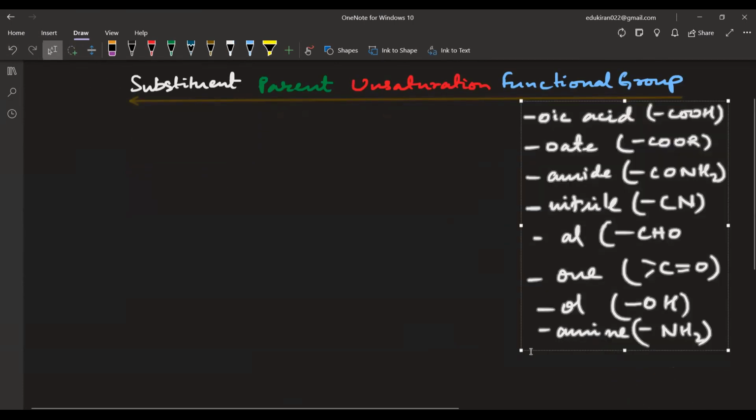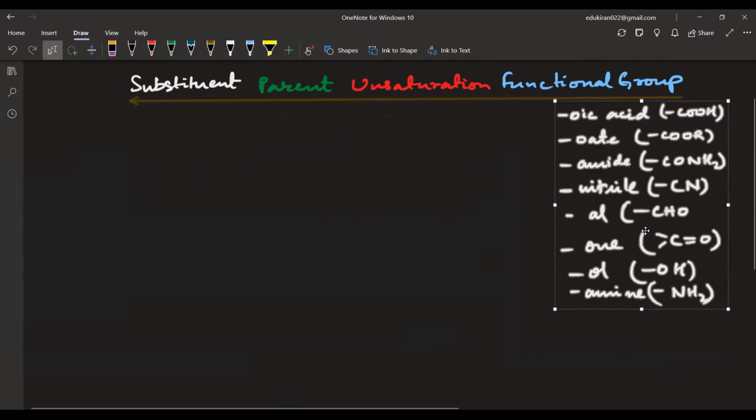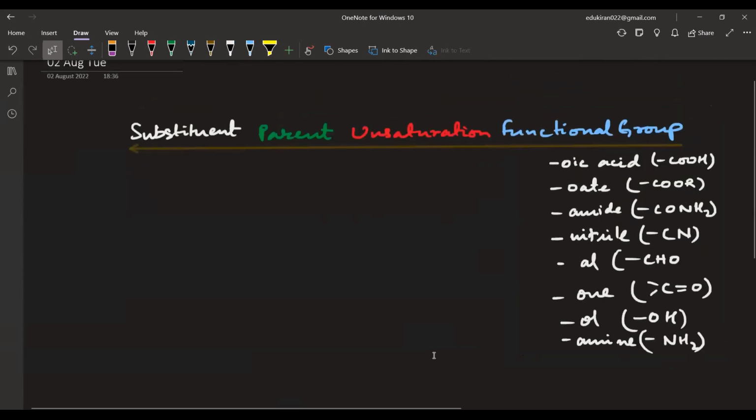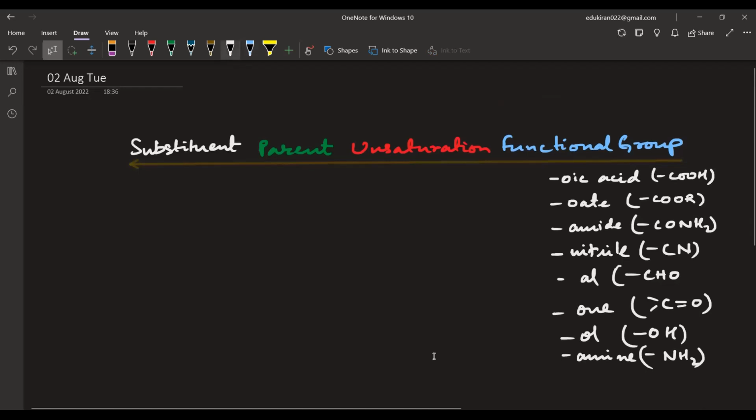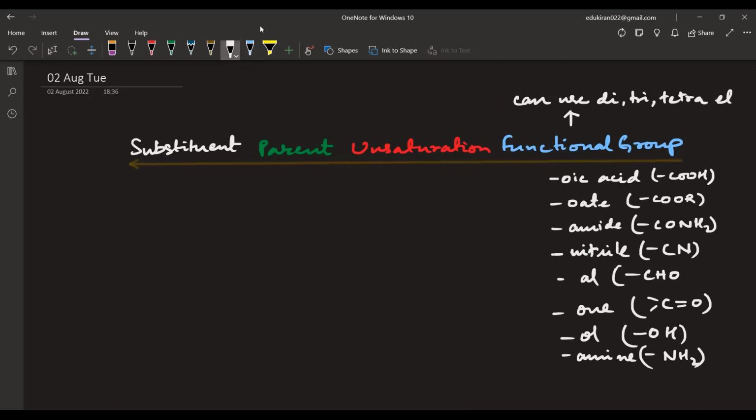Now, one more thing that you have to remember about all of these functional groups is that if there is 2 oic acid, or if there is 2 oate, or if there's 2 amide, then we can use di, tri, tetra, etc. Similarly, in unsaturation, we have double bond, which is represented by ene.